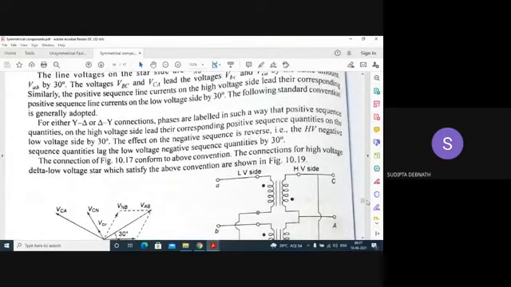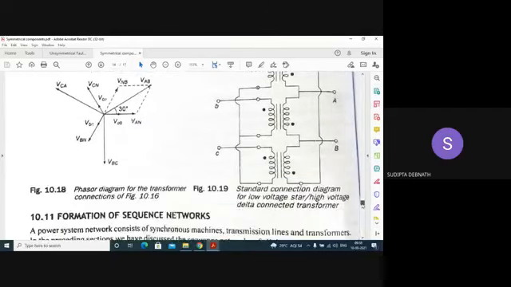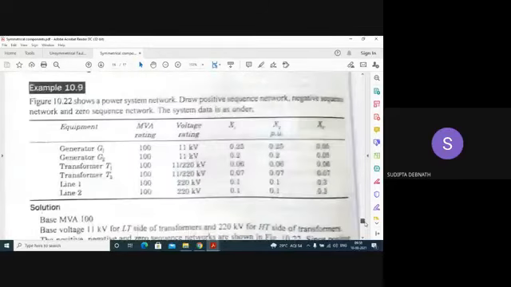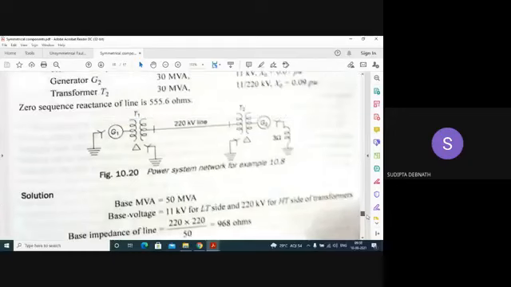On the star side, when one current is entering from that side and leaving from the delta side, we saw what the phase shift will be, and I will show you the application today. Then we solved some problems and saw how the zero sequence network can be drawn in the presence of transformers.